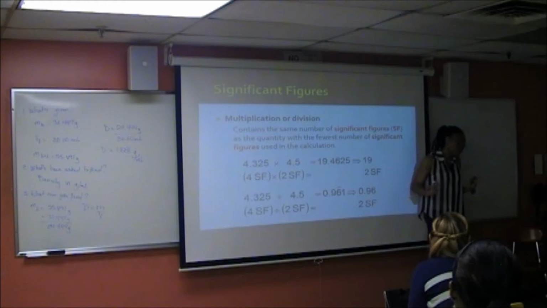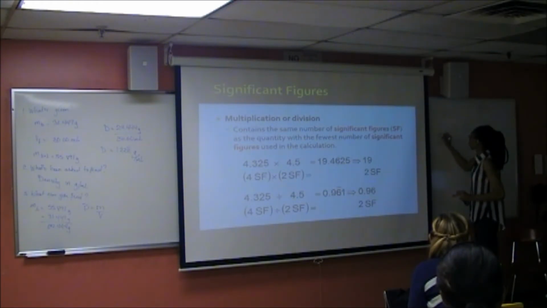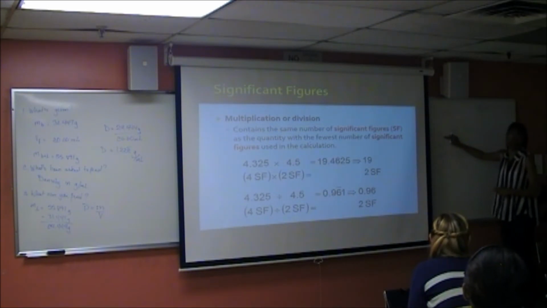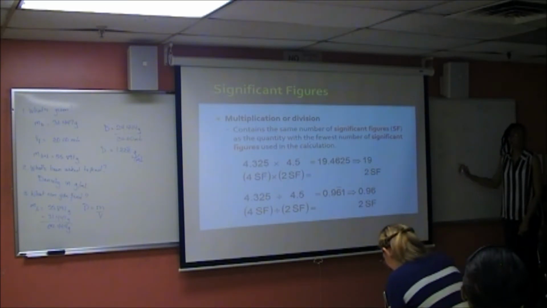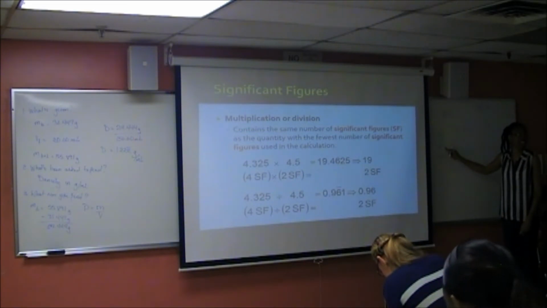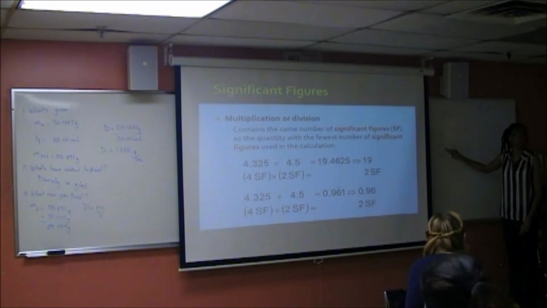So, if I were to give you 19, 20, 20.1. How many significant figures here? 2. Here, 2. Here, 3. Who just said 2? How many significant figures here, Ronnie? 1.5.